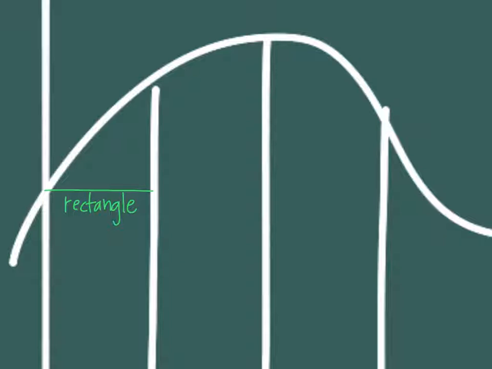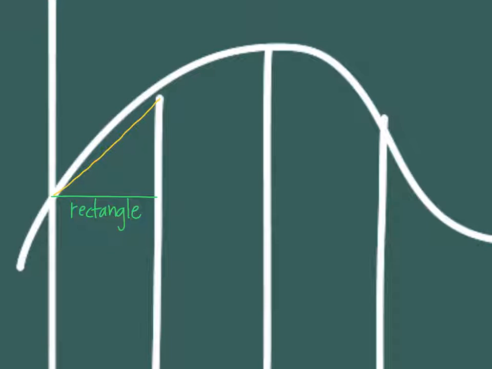The next best thing was to make the top of your region an oblique line, which would then make a trapezoid. And if you do the trapezoid, then your error went way down because now your error is just that tiny little sliver.